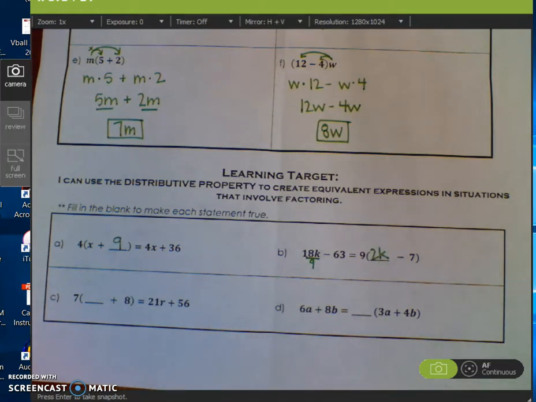If you're feeling ambitious and want to try the next two on your own, I'd really challenge you to do that. If you still feel like you need to watch a couple, that's okay too, but if you'd like to try them, pause it and check your answers.